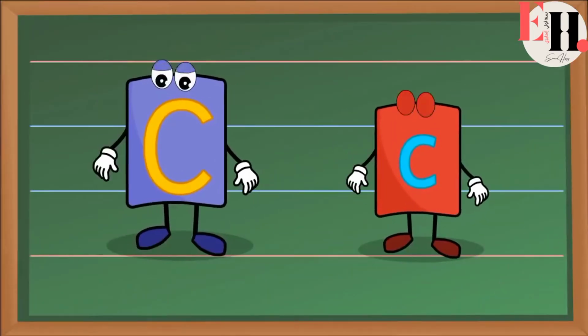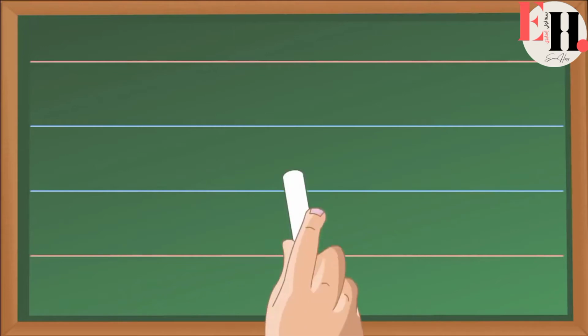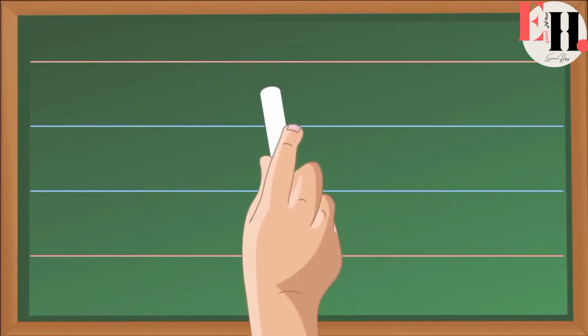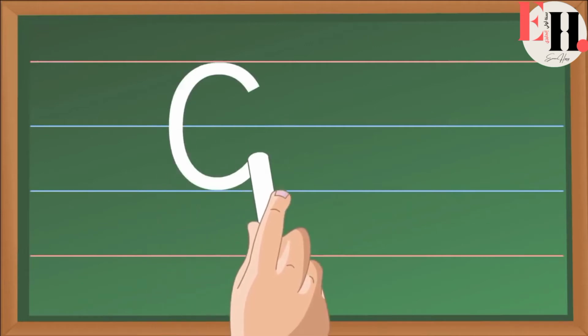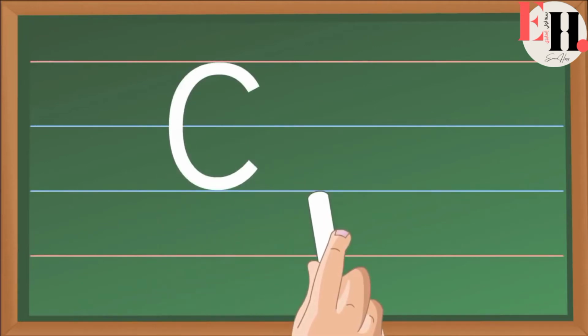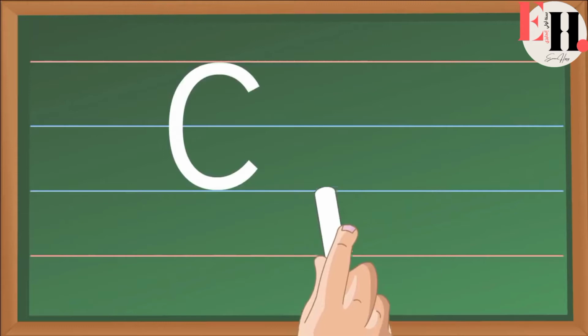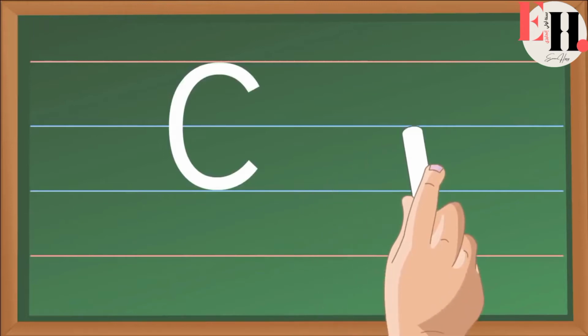C. Capital C. Start from the top and draw a curve touching the bottom. Small c. Start from the middle and draw a curve till the bottom.